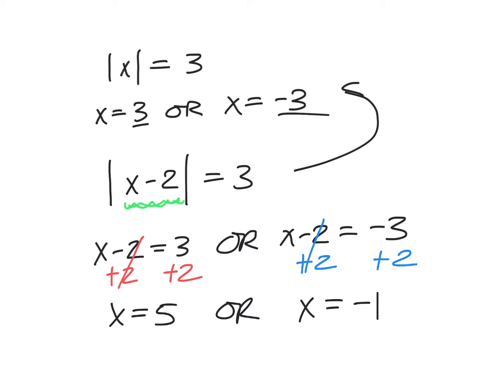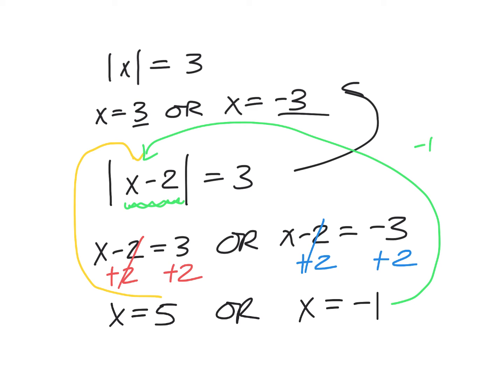Now, let's go back and see if this makes sense. If I take 5 and plug that in here, what's 5 minus 2? 5 minus 2 is 3. What's the absolute value of 3? 3, so that works. If I take -1, what's -1 minus 2? -1 minus 2 is -3. But remember, that's an absolute value. So what's the absolute value of -3? 3. So there's always two cases, okay? It's a positive case or it's going to be a negative case. Now, we're going to take this a step further.